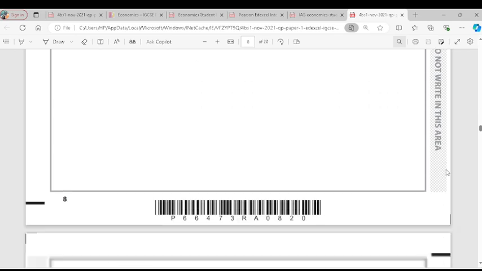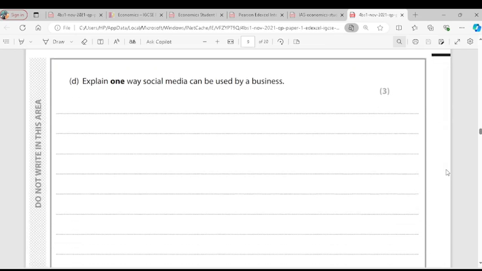Yes. Question D. Explain one way social media can be used by a business. Social media can be used to target certain groups of customers. This means advertisements can be channeled to those groups who may have interest in the product or service of the business. For social media, you can target certain customers.